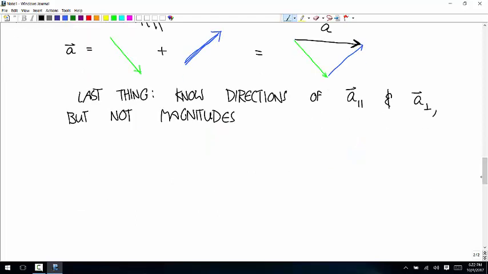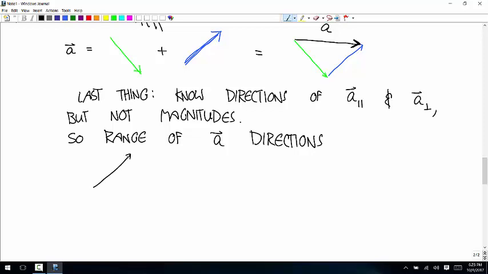And so that means that there's a range of possible directions for the acceleration. The range of acceleration vector directions is from this, that was A perpendicular, to this, that was A parallel, and anything in between.